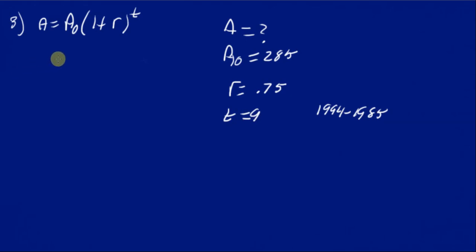So we're going to go with 285 times 1 plus 0.75 raised to the 9. And if you do that correctly with your calculator, you get 43,871.